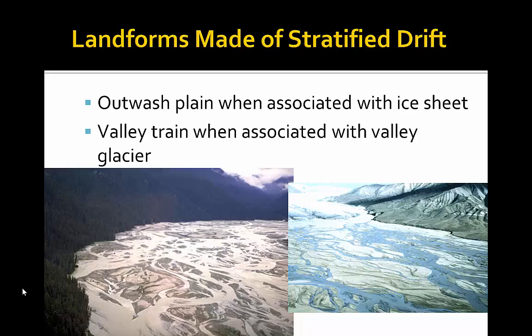Now, stratified drift doesn't look nearly as interesting as some of these massive moraines, and it doesn't cause these massive features like arêtes and horns. An outwash plain occurs whenever you have meltwater coming off of an ice sheet. A valley train is basically the same thing, but it's coming off of a valley glacier or an alpine glacier. In both cases, you have an area that's dense with braided streams. So you have a lot of water, a lot of sediment, a lot of very fine-grained sediment over a very extensive area.